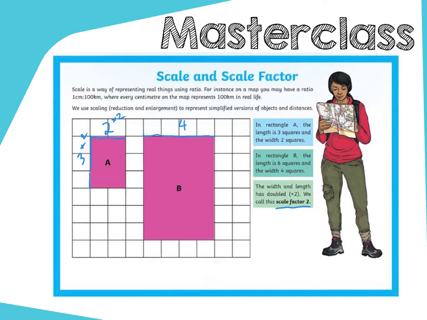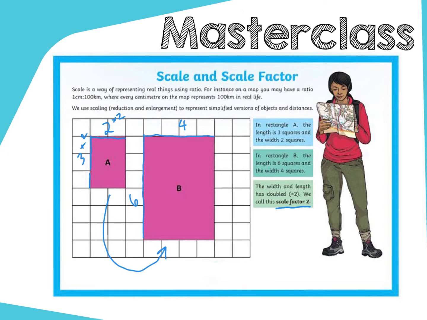Let's see if we're right. 1, 2, 3, 4, 5, 6. So we're 6 down there. So we have now enlarged the shape A into B to a factor of 2. So we've timesed them all by 2. Okay, so B is twice as big as A.